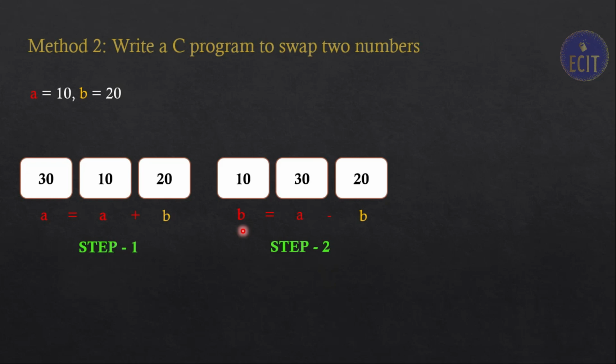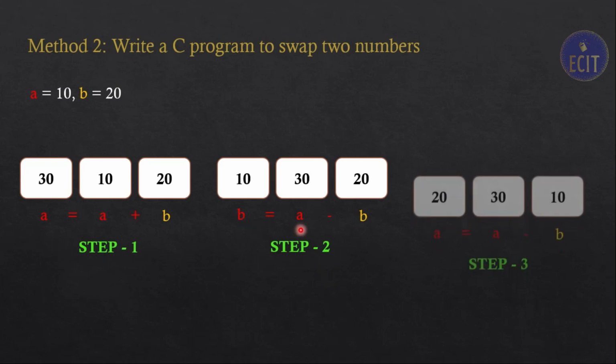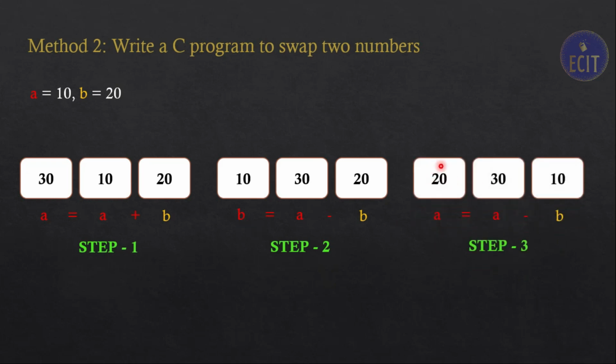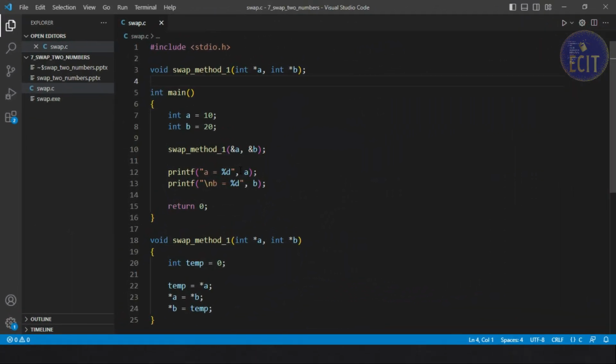And as a next step we want to update the value of A. You can see here, if you subtract A and B, you will get a result of 20. 30 minus 10 is what? 20. So what we need to do is say that A equal to A minus B. So we will have 20 equal to 30 minus 10. So in this way we can swap two numbers using arithmetic logic, and this is our second method, which is really easy.